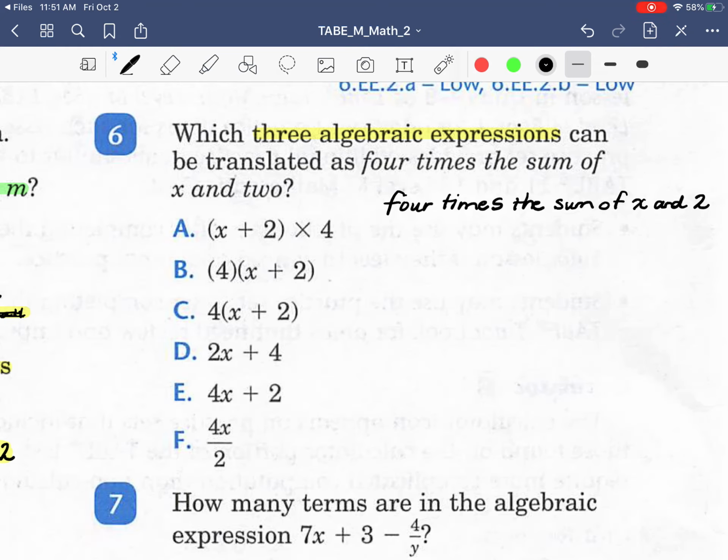Well, I know that sum means addition. So I'm sorry, I'm having trouble with my headphones staying on. Add x and 2. So we know that we have to do this. Now I can eliminate F because there's no addition. The others have addition, so we need to be careful with those. I'm going to go ahead and put this in parentheses and then bring down my 4 times.